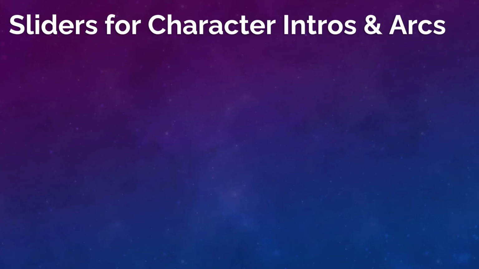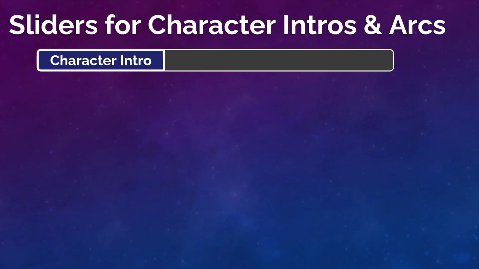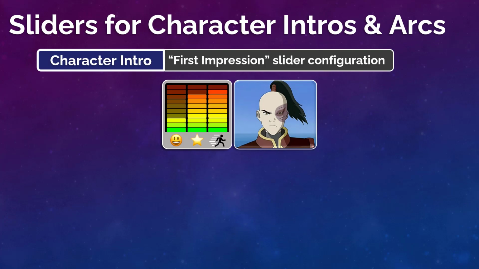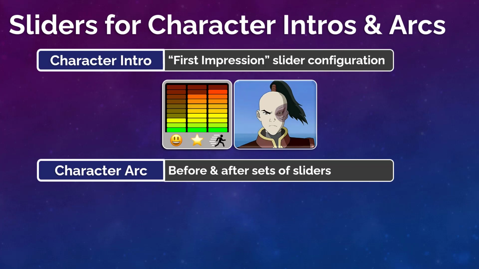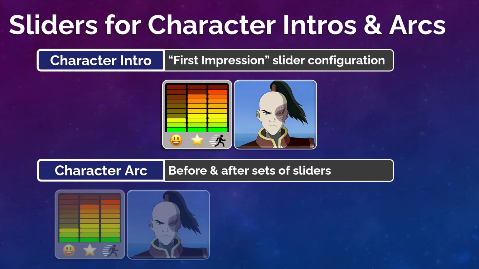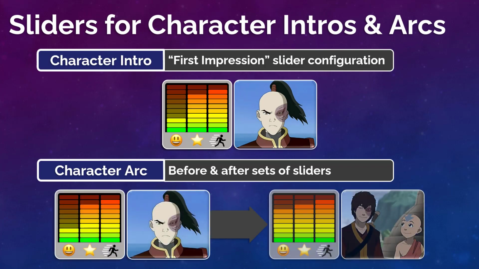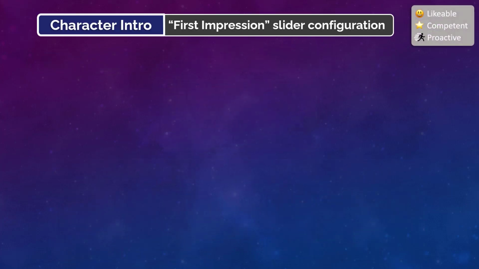When a character is introduced, the audience forms a first impression, which can be represented as a set of character sliders. Once the story is underway, the character may have a character arc, in which case it can be represented with before and after sets of character sliders that maps the character's transformation through the story. Let's start by looking at character introductions.